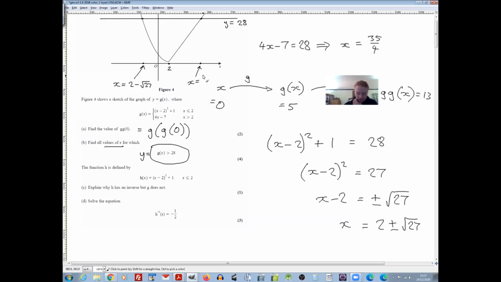Equals 8.75. So what's our answer for part B? Find all the values of x for which y is... okay, so it would be smaller than minus root 27 plus 2 and larger than 8.75. So like that?